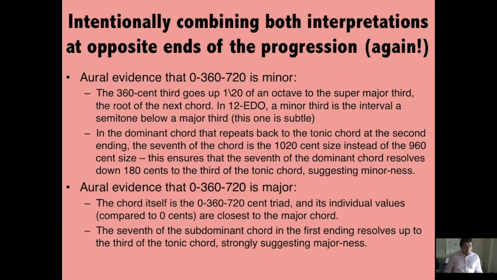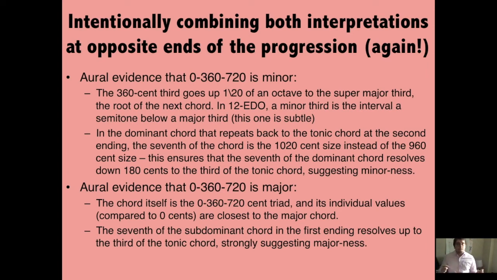And then in the dominant chord that repeats back to the tonic chord at the second ending, the seventh of the chord is the 1,020 cent size instead of the 960. So that means that when the seventh resolves down to the third of the tonic, it's resolving by 180 cents. So, like, if you've got a dominant seventh chord and that seventh resolves down a major second, the next chord is going to sound minor, right? Because of that step. But if the seventh were to resolve down a minor second, it would sound major.